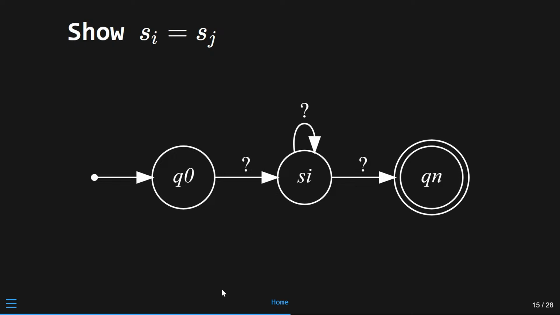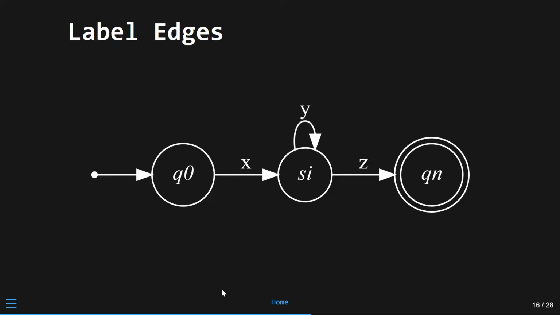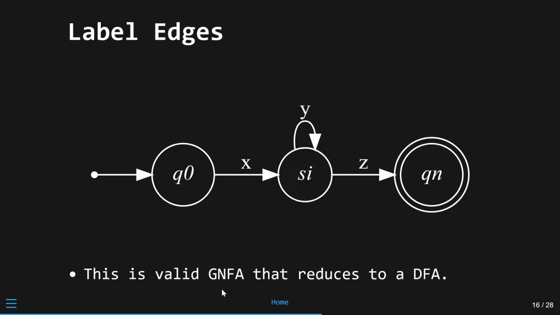Okay. So this is how I imagine it. Q naught, S sub i, Q of n. Does this look a little bit like the GNFA thing, generalized non-deterministic finite automaton? Yes. Similar. I'm going to pull that thing out, right? So what is on each of those? Well, I'm going to label them X, Y, and Z. I don't know what's there, and I don't care what's there. The only thing that matters to me is that I'm going to be able to repeat Y, whatever Y is, and I know Y is of length greater than 1. This is a valid GNFA. Boom, done.